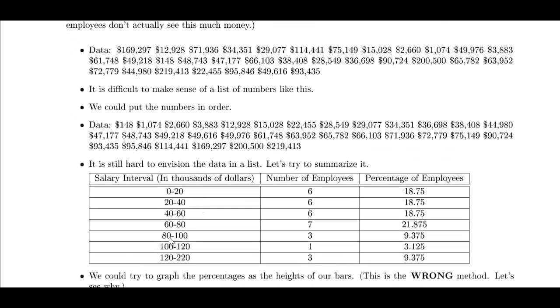So what I've done is I've broken up the salary range into intervals. So 0 to $20,000, $20,000 to $40,000, $40,000 to $60,000, etc. Up to $120,000 to $220,000. And then I figured out the number of employees that fall into each category. And then I changed those numbers into percentages. So this would be 18.75%, 18.75%, etc.